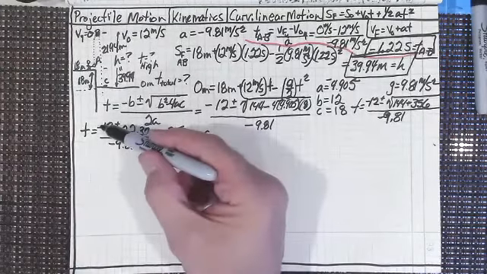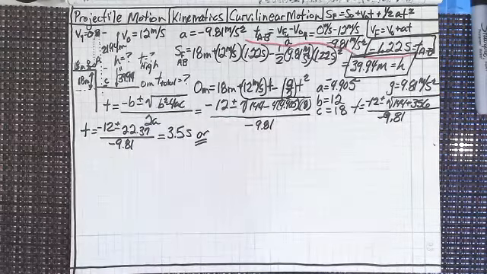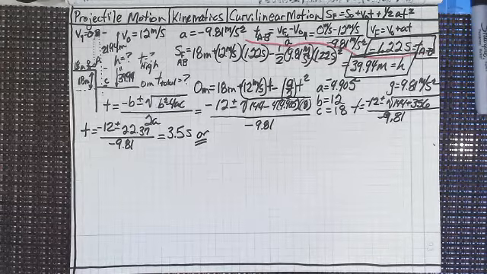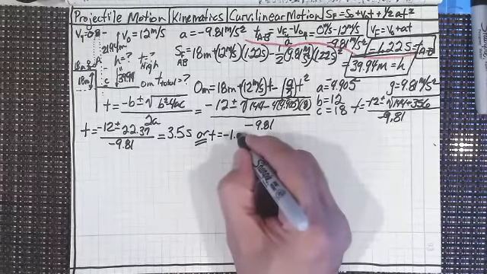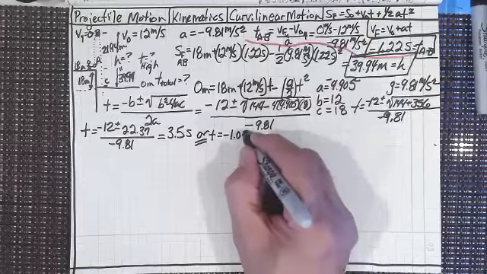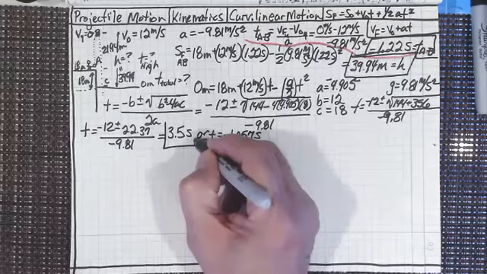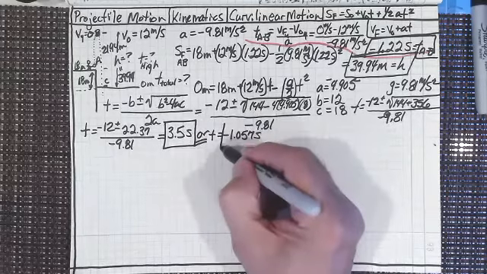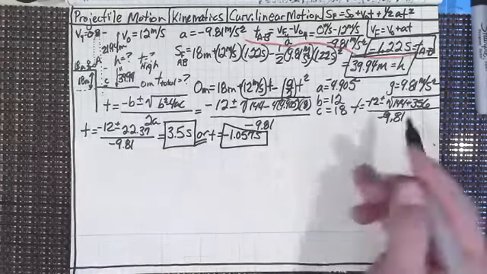Or, now let's do it the other way. I've got minus 12 plus 22.37, right? And that gives me 10.37. If I divide that by 9.81, that gives me t equals minus 1.057 seconds. So we've got two answers now, 3.5 seconds and minus 1.057 seconds. Which one of those is correct?